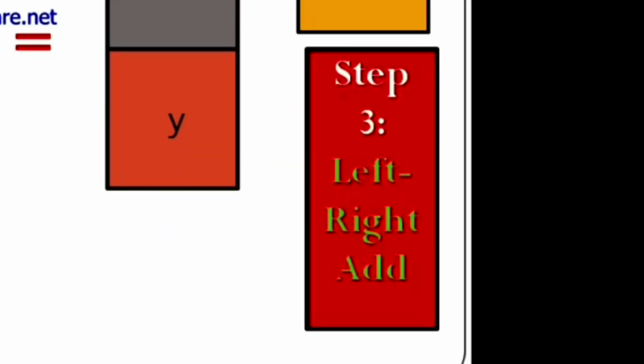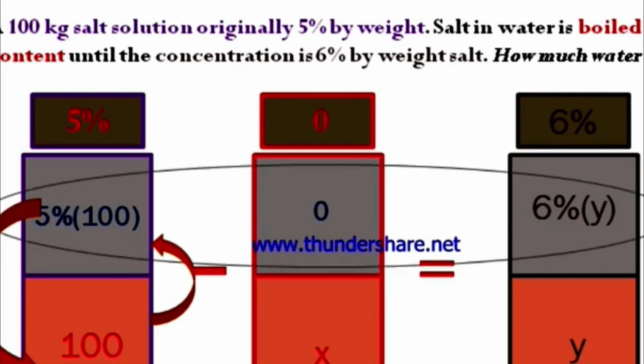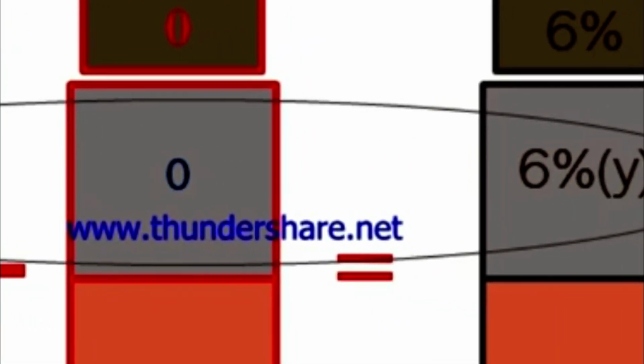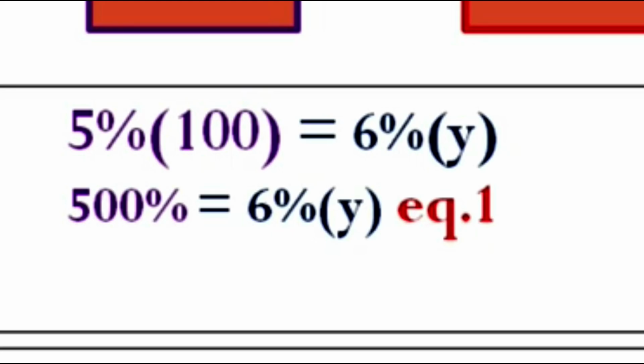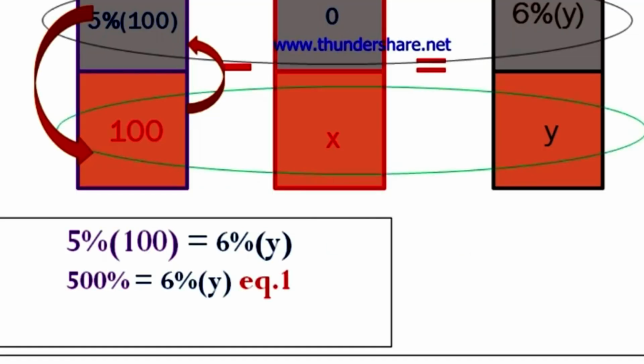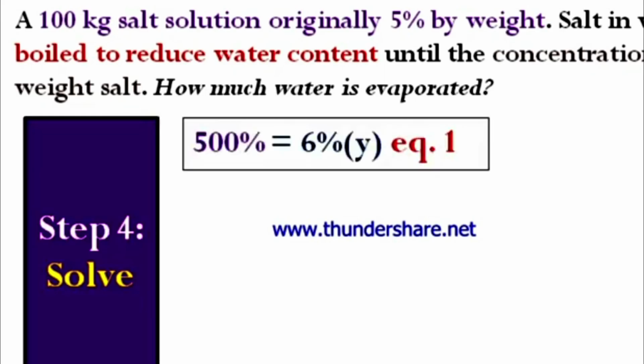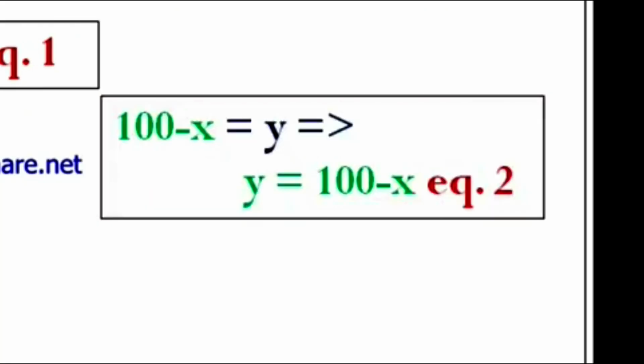Then draw the equation. Put an ellipse. 5% times 100 minus 0 is equal to 6% times Y. That's our equation 1. Then put an ellipse again, and that's another equation, 100 minus X. Step 4, solve. Equation 1, 500% is equal to 6% Y. And equation 2, 100 minus X is equal to Y.